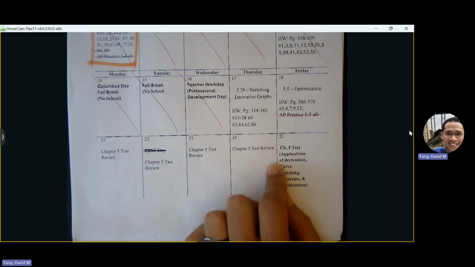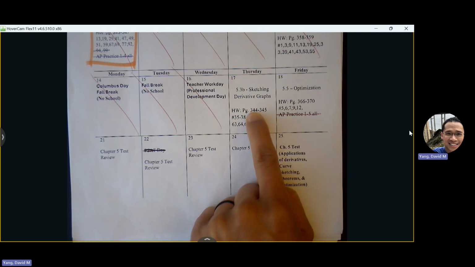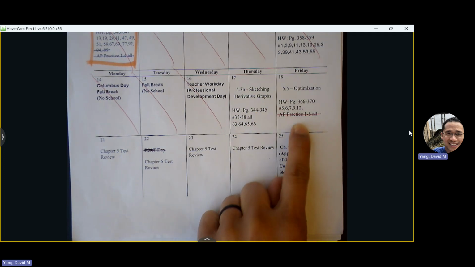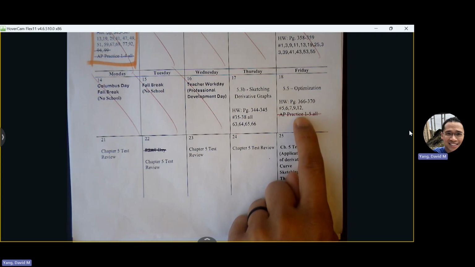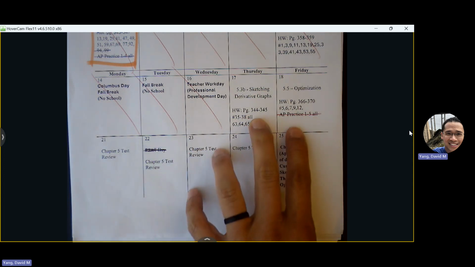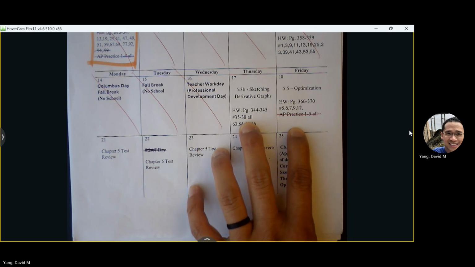But just a quick note about this week and next week. So today we're talking about sketching derivative graphs. Tomorrow we'll talk about optimization. No AP practice, so I'll remind you to cross that out when we get to that. This will be in your packet, the homework. And then I should be able to get back your quizzes, if not tomorrow, then Monday.